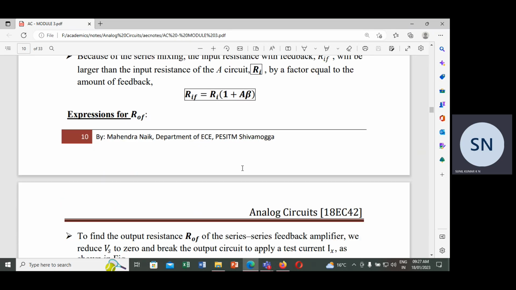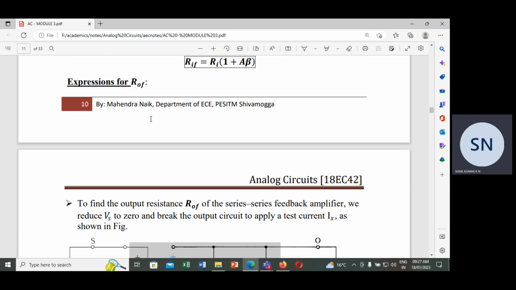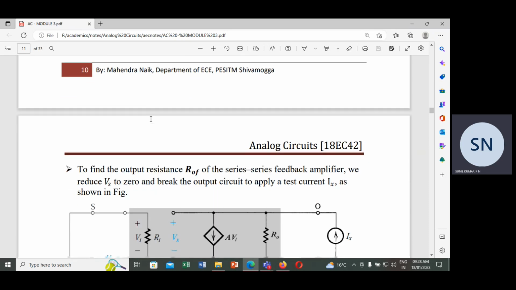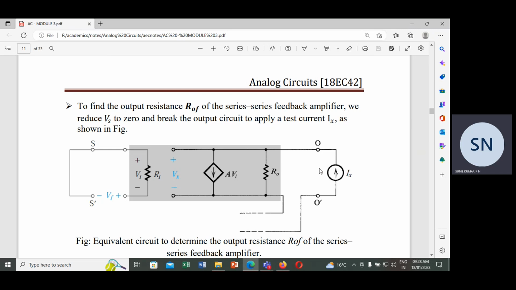In order to find out the R naught of F, what should I do? Make the signal voltage as 0 and then connect a test current source, because the output is of current type. So we have to connect a test current source. The same thing here I have written, test current source.